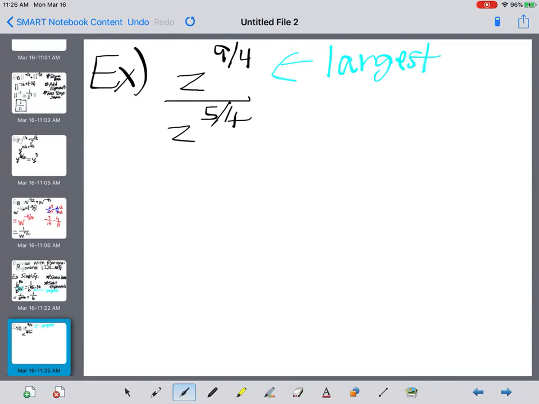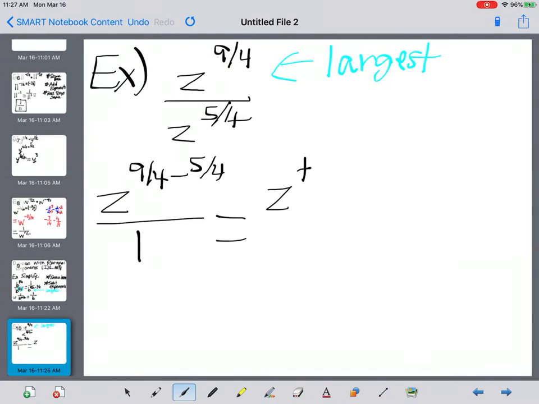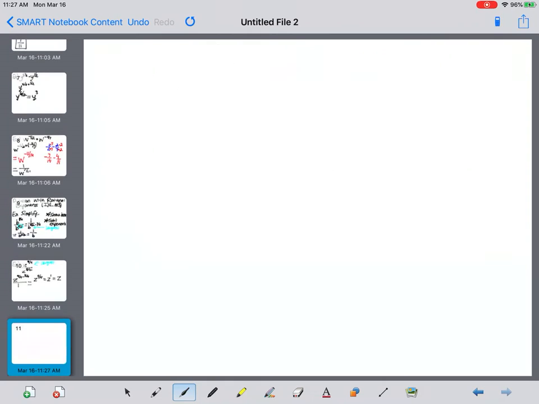So we're going to keep our z's on the top. So I'm doing z to the 9/4 minus 5/4. We're subtracting. And we're putting all that over 1. But is the 1 really necessary on the bottom? No, it's not. So we're going to have z to the 4/4, which is z to the first. And of course the 1's not necessary, so our answer is just z. Pretty easy, right? Let's look at another one.